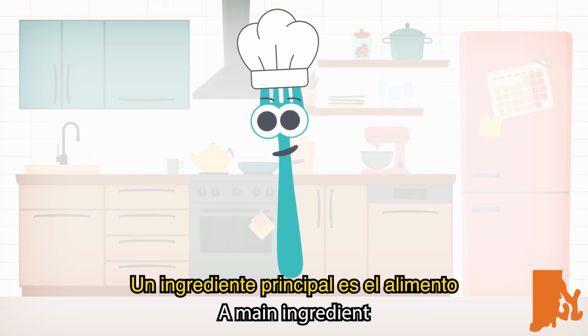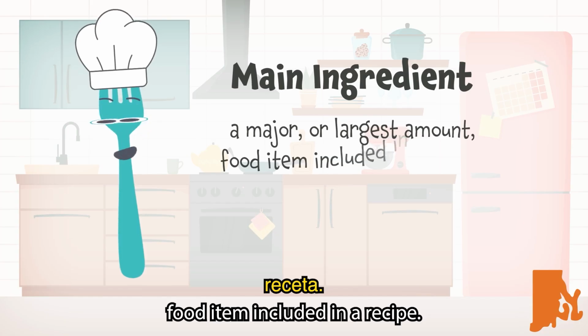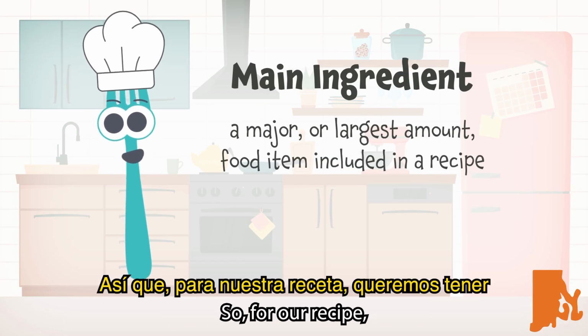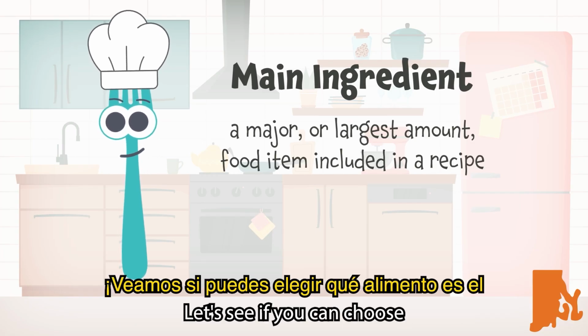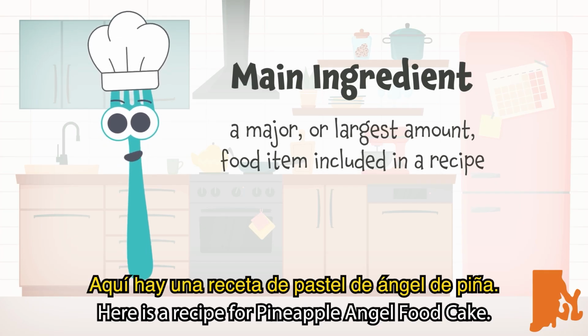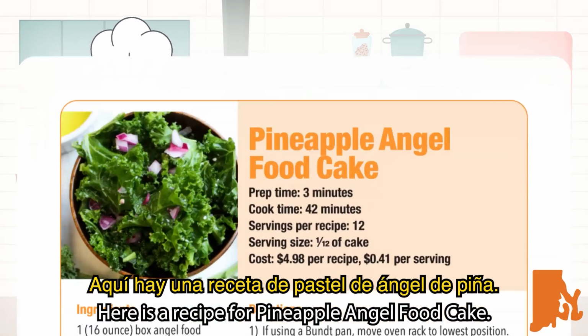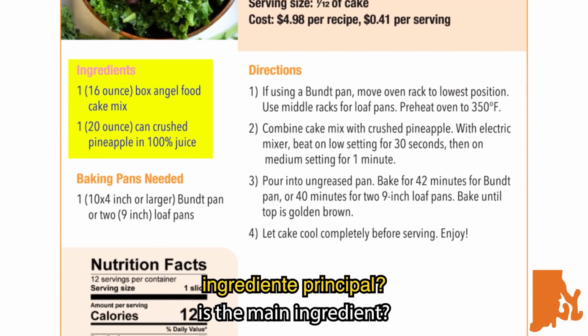All right, a main ingredient is the major or largest amount food item included in a recipe. So for our recipe, we want to have more fruits or vegetables than any other ingredient. Let's see if you can choose which food is the main ingredient in a recipe. Here is a recipe for pineapple angel food cake. Do you think flour or pineapple is the main ingredient?